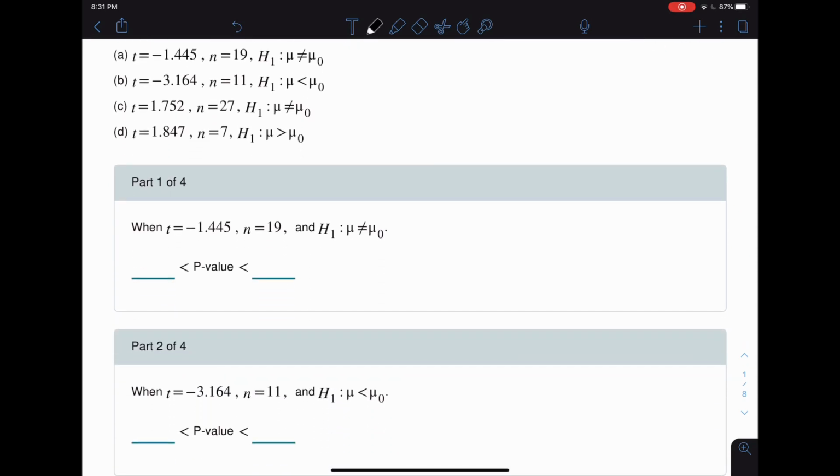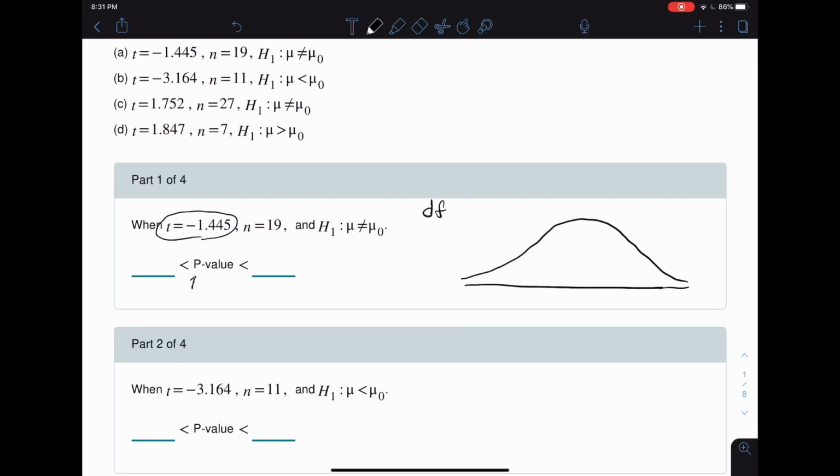Let's take a look at this first one. This first one shows that we want a p-value. Now, P stands for probability, and probability is the area under the curve. So if we take a look at the standard normal curve, and we're looking at a t-value, the t-value is given to us. Sample size n is given to us. So if the sample size is 19, we know that the degrees of freedom, which we need to use our t-table, is one less than the sample size, so it's 18.